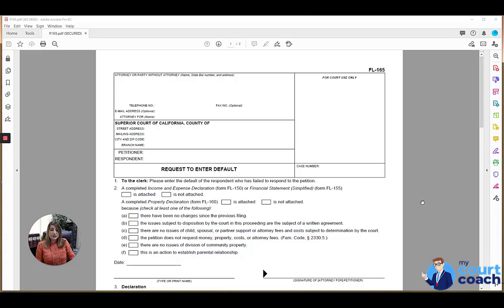I'm Sarah and I'll be your instructor today as we talk about the request to enter default form FL165. As with all our court forms, you want to fill in your identifying case caption information at the top.